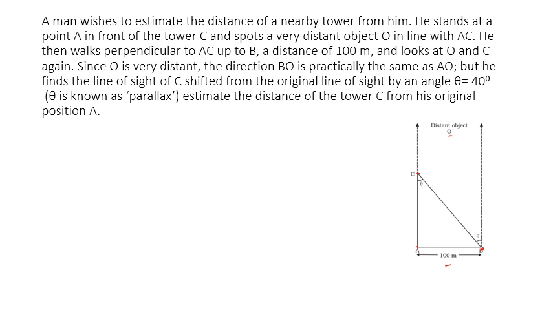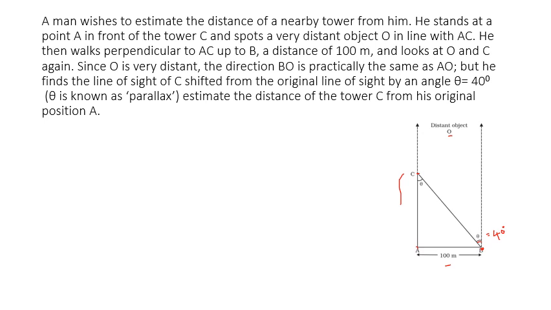Since O is very distant, the direction BO is practically the same as AO. But he finds that the line of sight of C is shifted from the original line of sight by the angle theta. So what is this angle? Theta equal to 40 degrees. This theta is nothing but the parallax angle. Estimate the distance of the tower C from his original position.